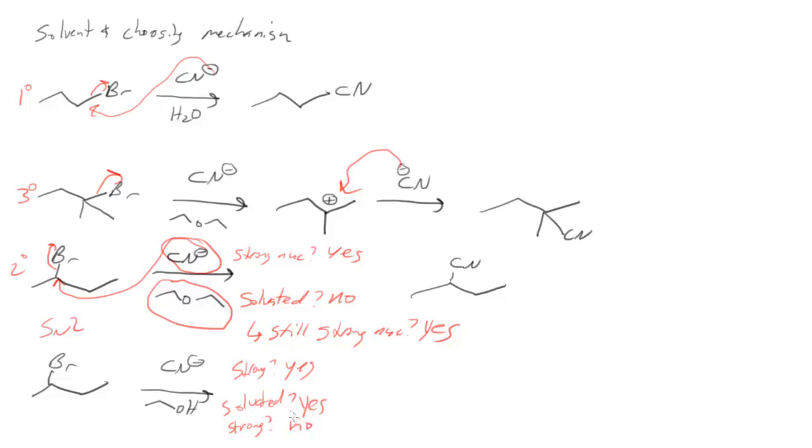The answer is no. And because of that, now it's limited to being an SN1 mechanism. Bromide leaves first, giving us the carbocation intermediate. Then the cyanide enters.